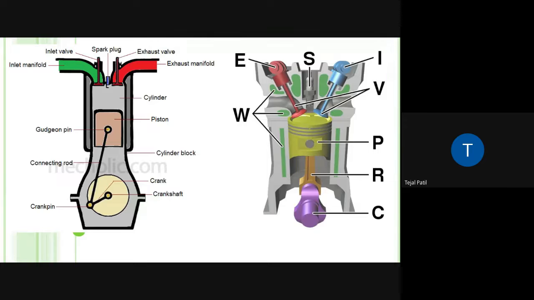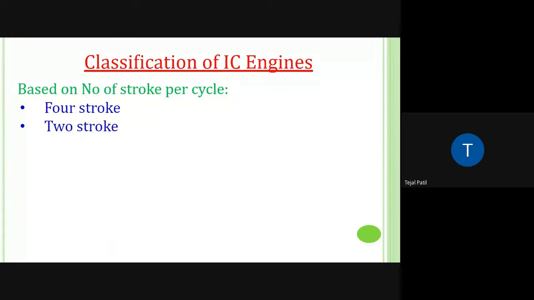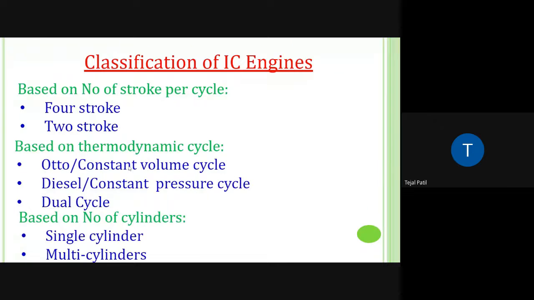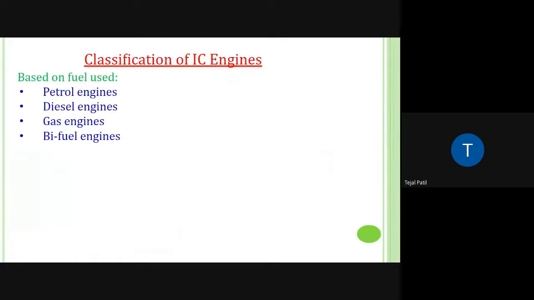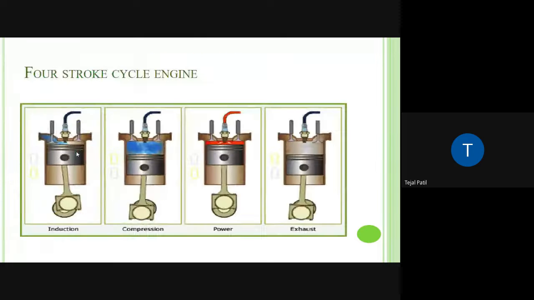internal combustion engine. Now internal combustion engines are classified by certain categories. You can see here, first is based on the number of strokes per cycle. I think we should skip the classification for now. First, let's understand four stroke and two stroke, and then we will move to this classification. It will be much better.